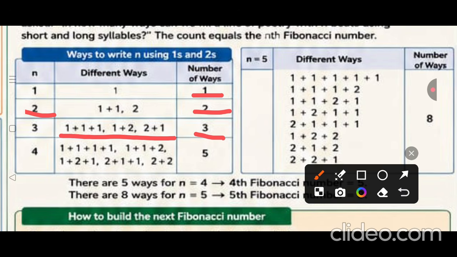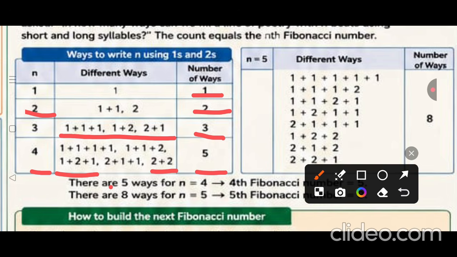Then if we need 4 beats, it can be written in 5 ways. Either we write 4 times 1, or 1 plus 1 plus 2, or 1 plus 2 plus 1. 1 means short syllable, 2 means long syllable. Next we have 2 plus 1 plus 1, or 2 plus 2. So here we have 5 ways for 4 beats.